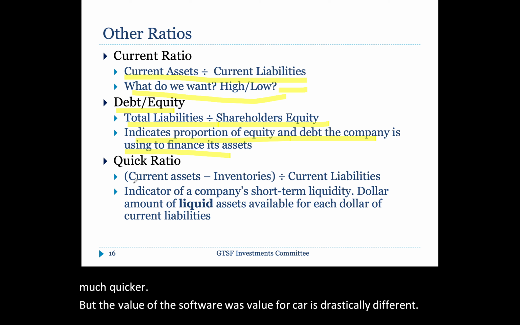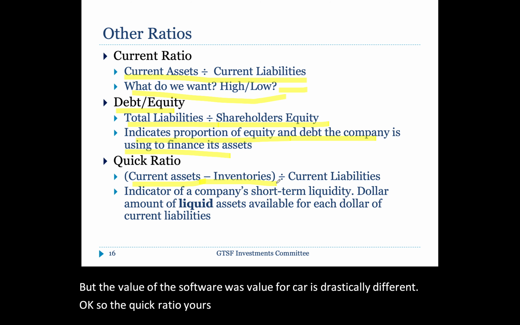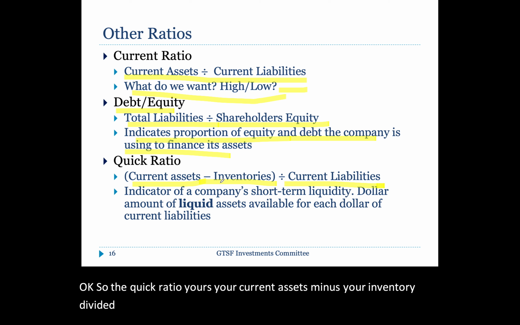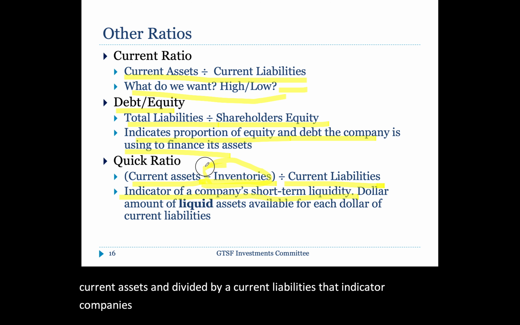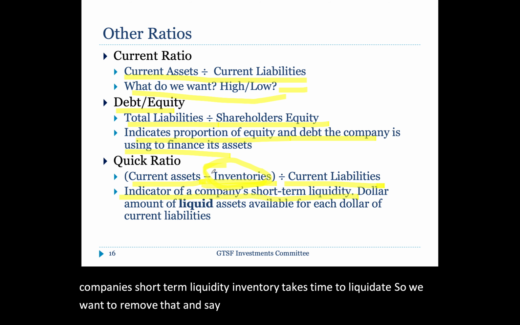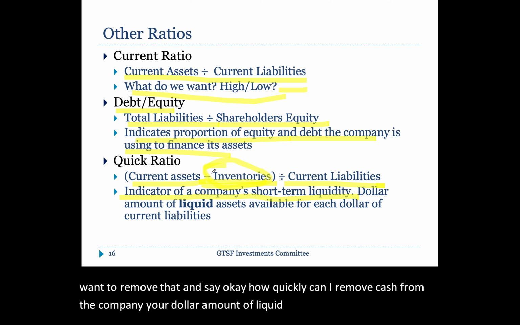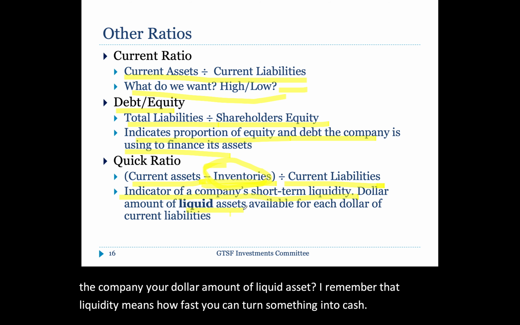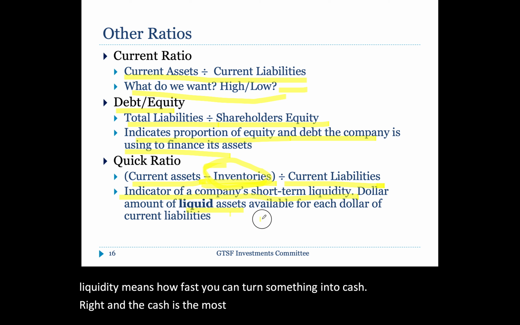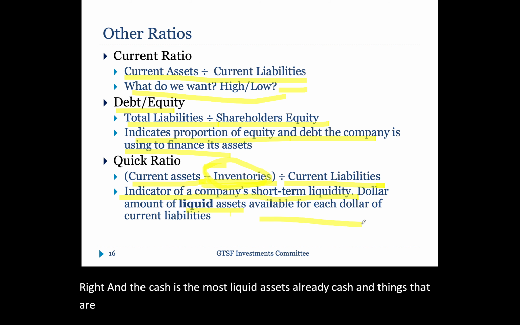Okay, so the quick ratio: your current assets minus your inventory divided by your current liabilities. We're removing our inventories from our current assets and dividing that by our current liabilities. It's an indicator of a company's short-term liquidity. Inventory takes time to liquidate, so we want to remove that and say, okay, how quickly can I get cash from the company? Your dollar amount of liquid assets. And remember that liquidity means how fast you can turn something into cash. Cash is the most liquid asset because it's already cash, and things that are desirable are definitely more liquid than things that are not desirable.